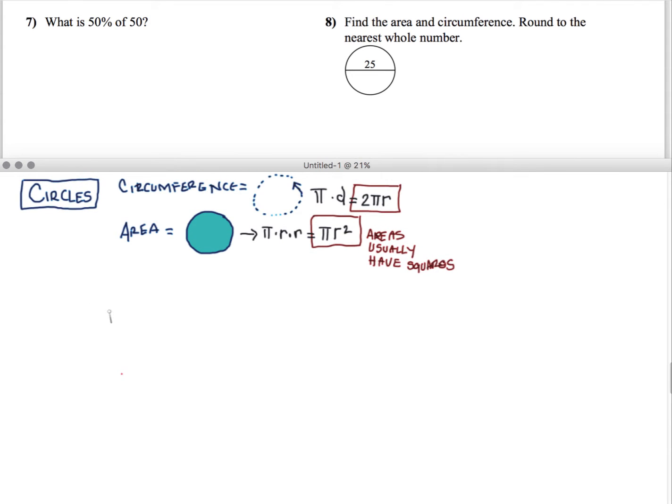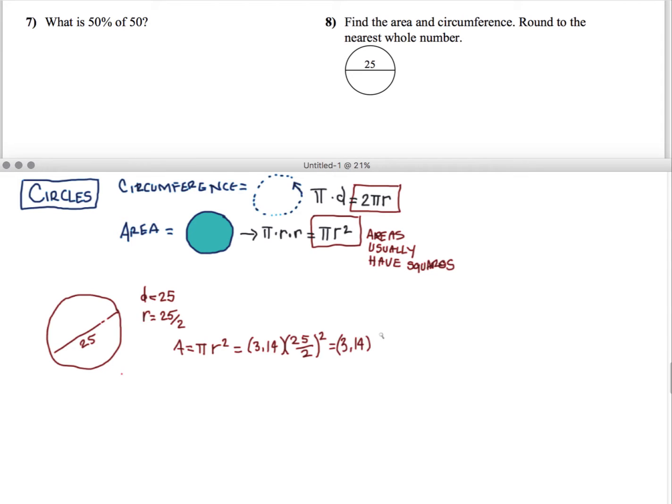Let's go ahead, and this says our diameter is 25. So our radius is going to be 25 over 2. Our area is pi r squared, so it's 3.14 times 25 over 2 squared. 25 times 25 is 625. You'll do it on paper; I just know it because I've worked with it enough. So 3.14 times 625 over 4.